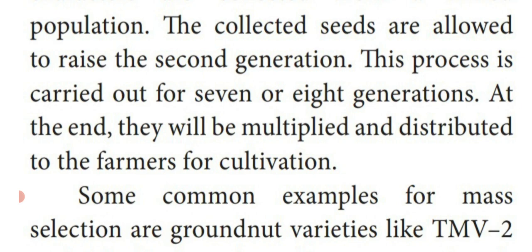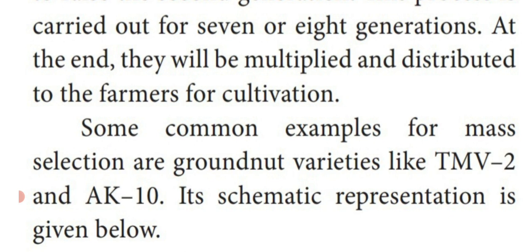Some examples of mass selection crop varieties are given here. One is the groundnut variety like TMV2 and AK10, the desired quality of a seed produced from the mass selection method.